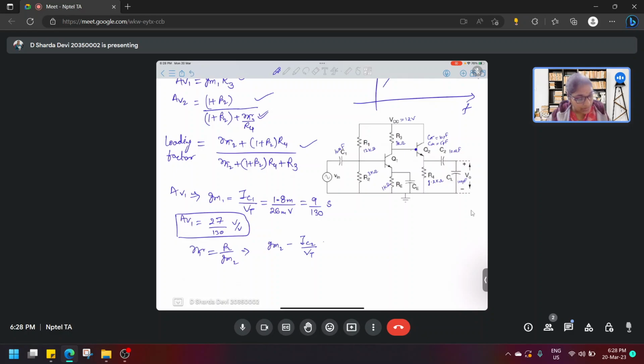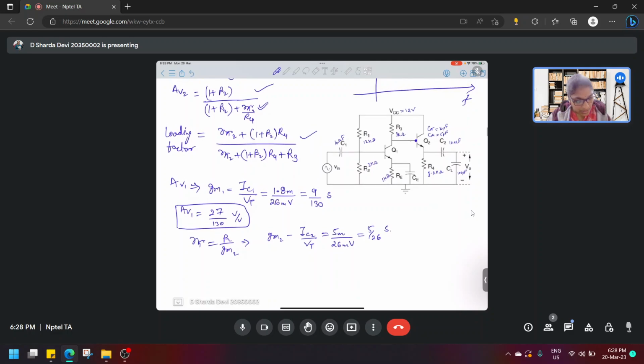It was 5 milli, right? 5 milli by 26 millivolts. So it turns out to be 5 by 26 Siemens. So R pi 2 is 180 by 5 into 26, which is 936. So R pi is 936 ohms.